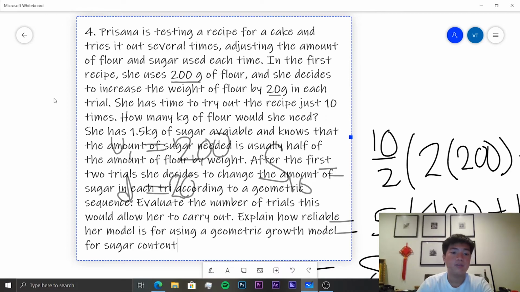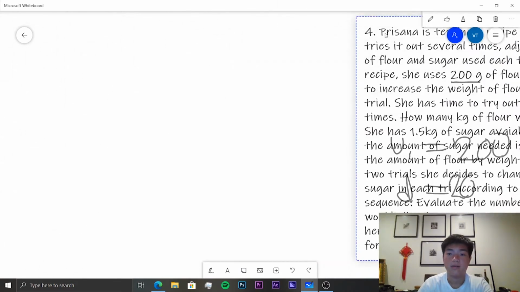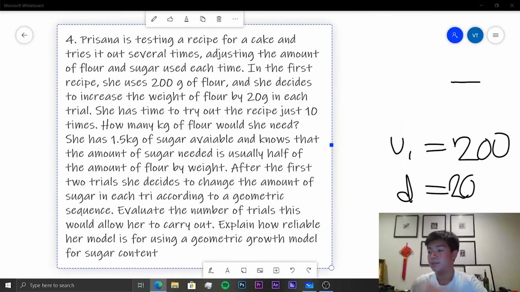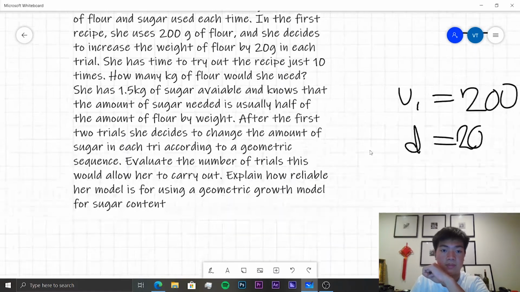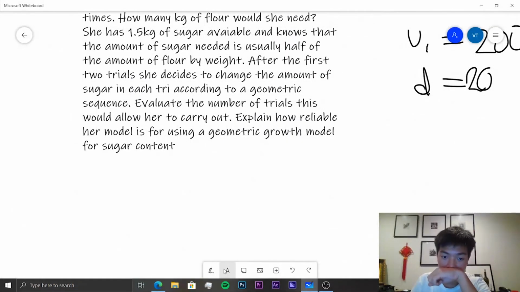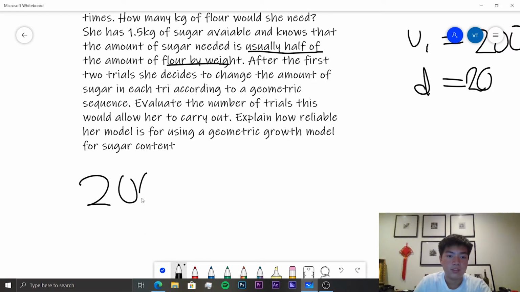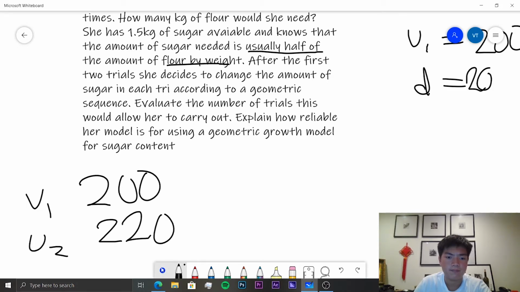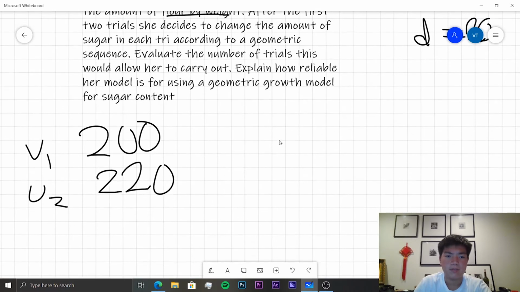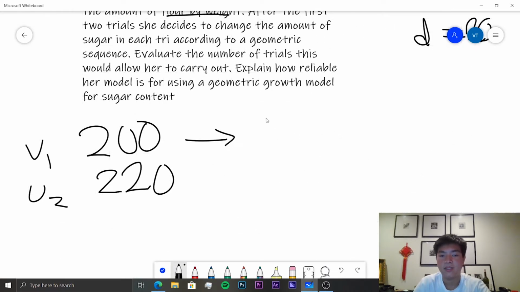And let me just move this to a different area so we can see it a bit better now. All right. So, now we need to solve it. We know that the first 2 trials will be half the amount of flour by weight. So the first 2 flour trials will be 200 and 220 grams respectively. And so half of this would be 100 and 110.